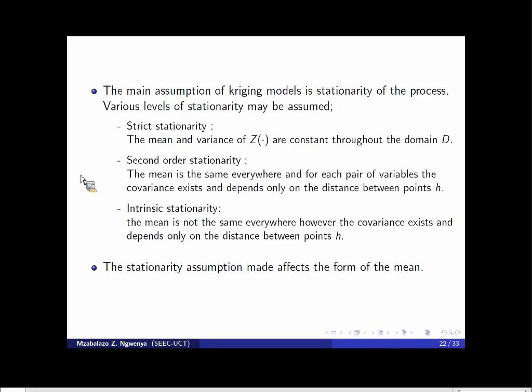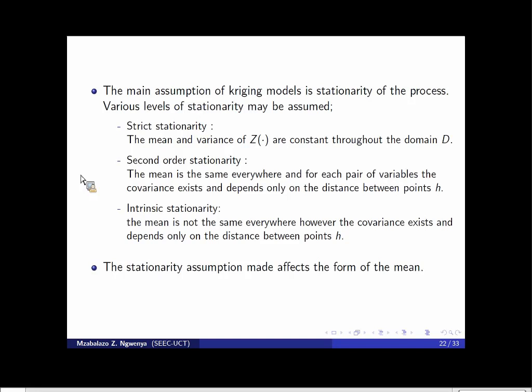We note the main assumption of kriging. Remember we said in deterministic methods, we are making no assumptions about the process, and for stochastic methods, we have to make some assumptions about the process. Remember, in statistics, to make any headway, you have to make some assumptions, and these are, in essence, statistical methods. So in kriging, we make the assumption of stationarity of the process, and various levels of stationarity can be assumed.